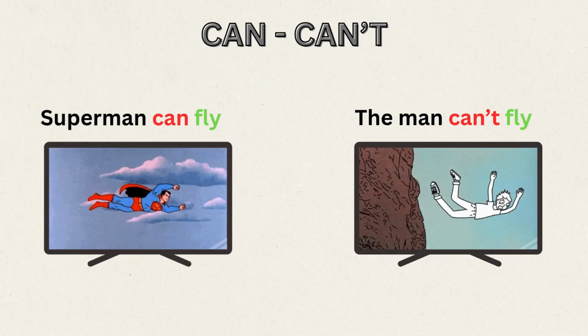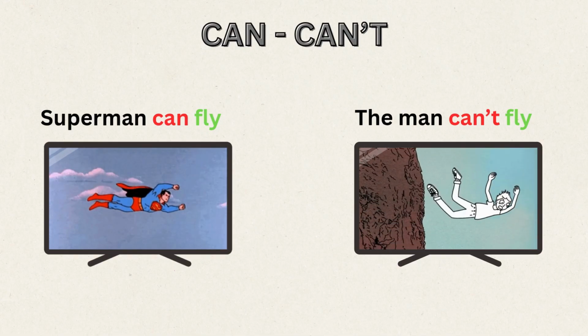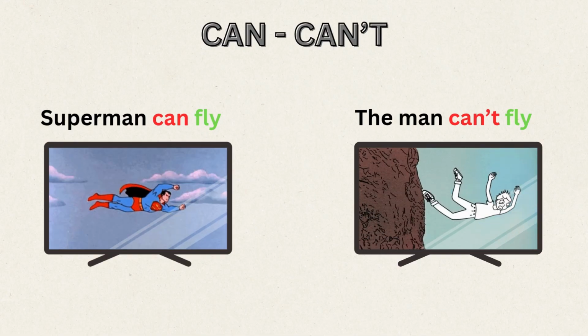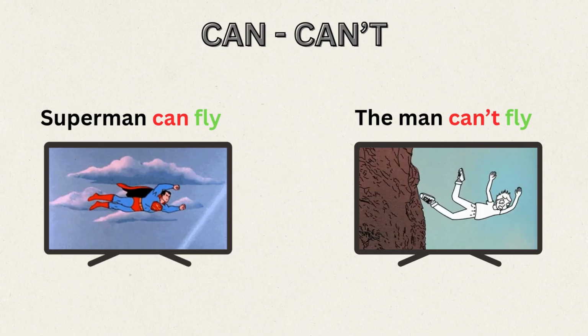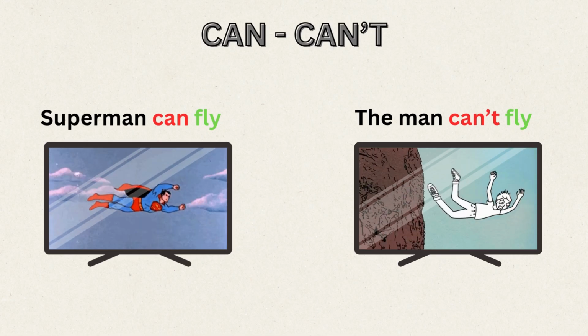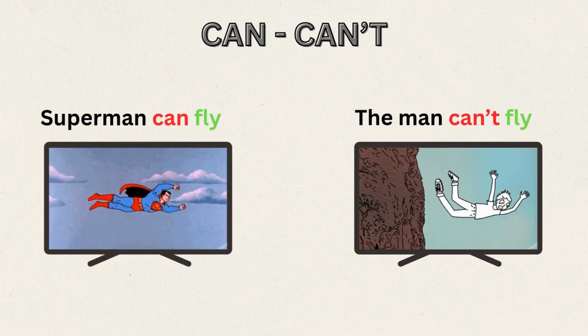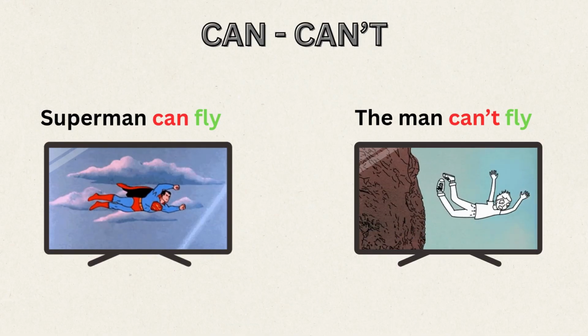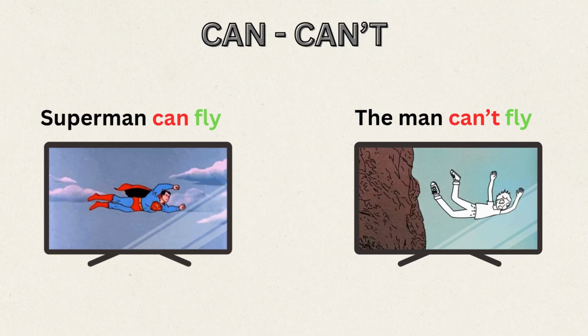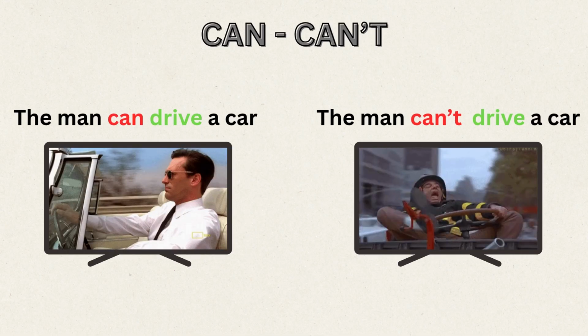If you look at the other TV here, you can see that the man is not flying, he's falling from a cliff or something. So in this situation, we can say that the man can't fly. He does not have the ability to fly.